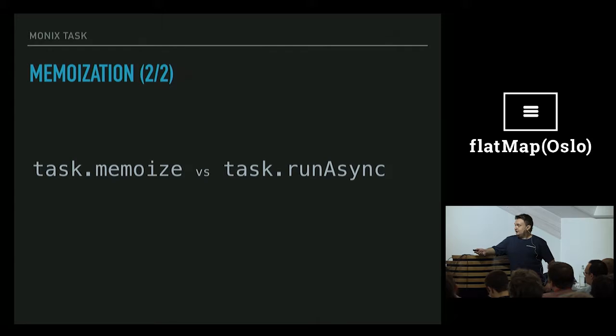And there's actually a talk to be had of memoize versus run async. Run async actually has three overloads. One of them returns a future, because it's nice to transform a task into a future. And a future really does memoization on its own. But the difference is that this one is lazy, and this one is going to be strict, because future is strict.